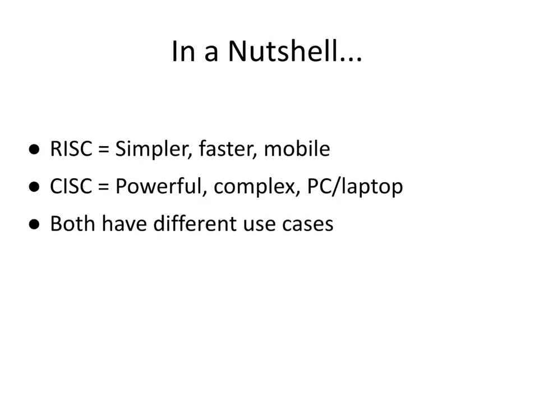Now, to summarize, I can simply say that RISC is simpler, faster, and used in mobiles, while CISC is complex, powerful, and used in PCs and laptops. So both have different use cases, and both have their own strengths, but it is chosen depending on the application, that is, whether you need to use RISC or CISC.